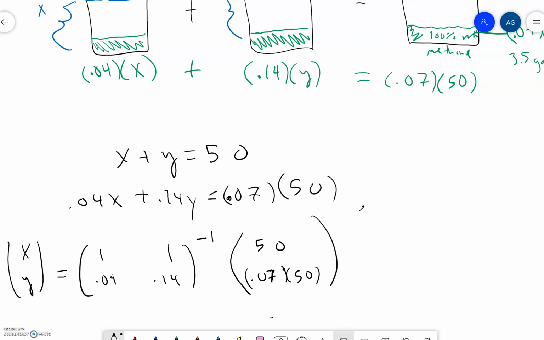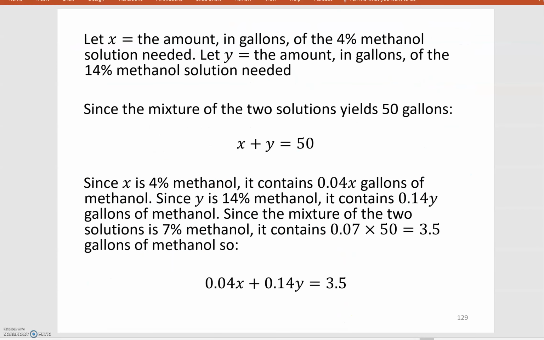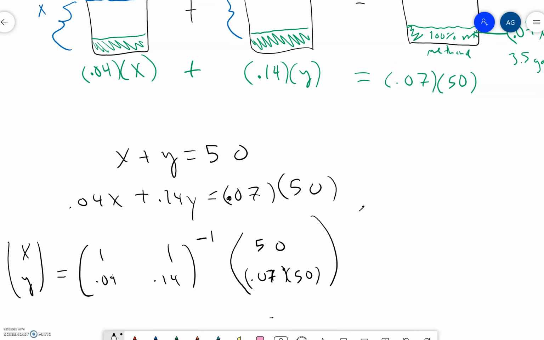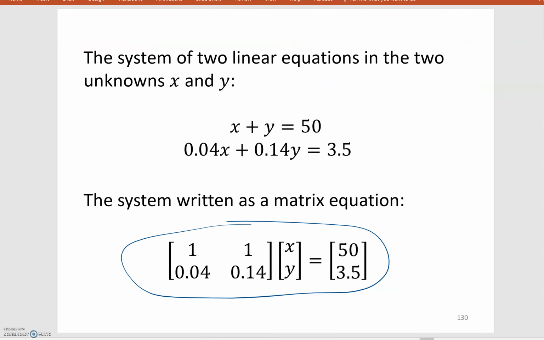Okay, so all that being said, here's the slide that discusses this. As I was talking about the pure methanol, if it's 4% methanol, it contains 0.04x gallons of methanol. And then if it's 14%, then it contains 0.14y, and so on, and we end up with this system. So here's our 2x2 full system. I didn't actually write this out in this form. I went ahead and wrote it out in my multiplied form. There's the multiplied form, but that's the system.